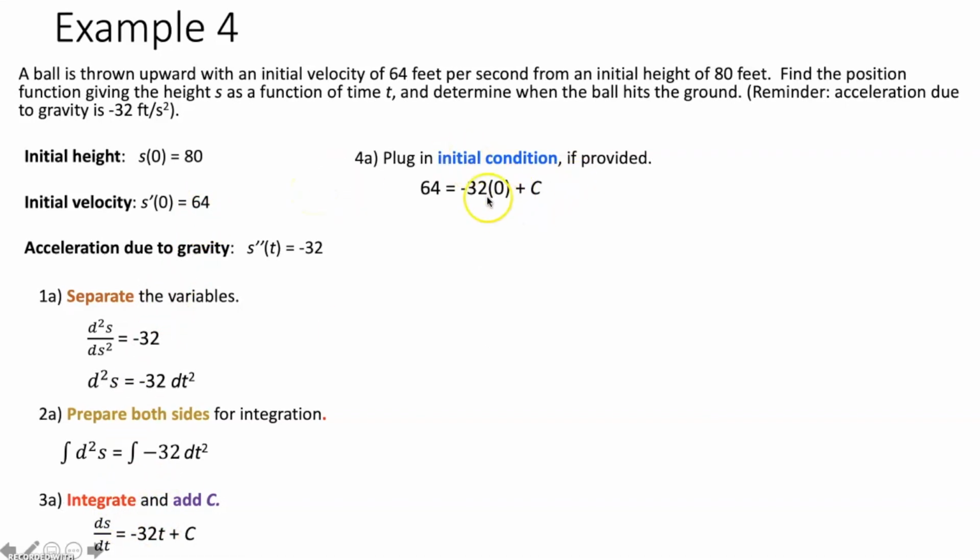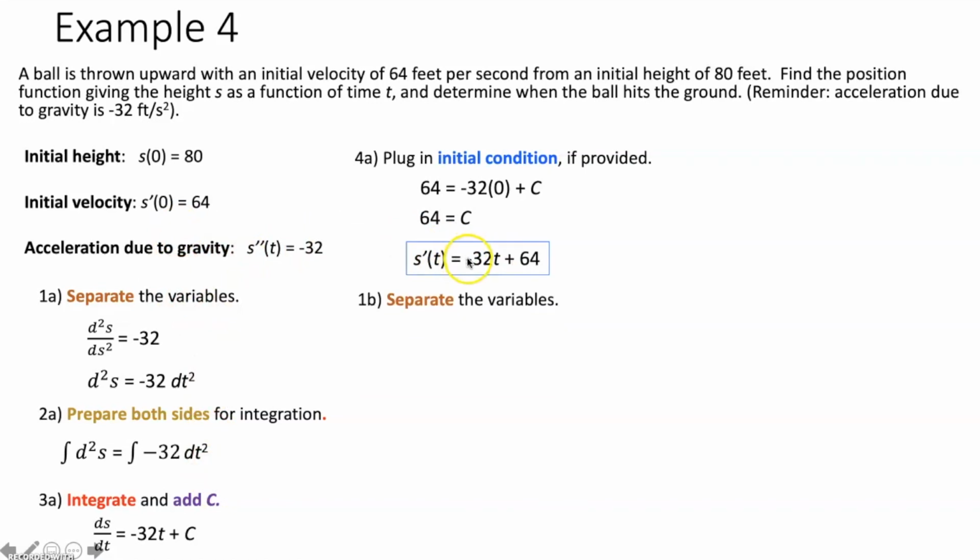So to solve for c, all you have to do is just multiply these together and you get c is equal to 64. So I take that 64, plug it in for c in my general solution for my velocity equation, and I have my particular solution for my velocity equation. Now remember, I'm looking for the position function, so I need to integrate the velocity function. So I'm just going to do exactly what we did to our acceleration function, but this time with velocity.